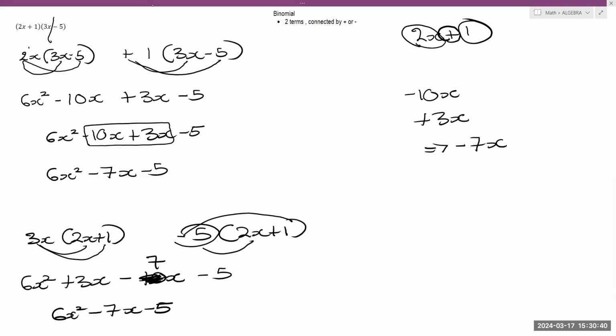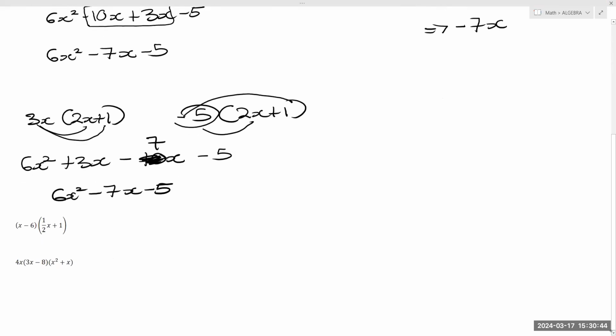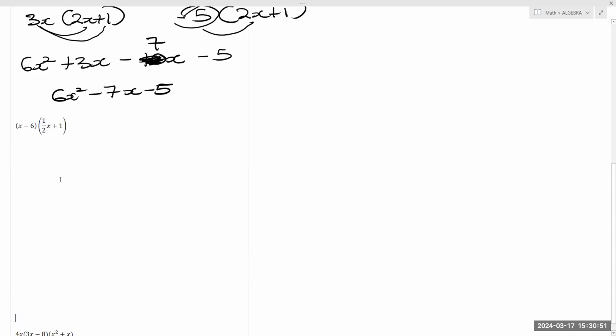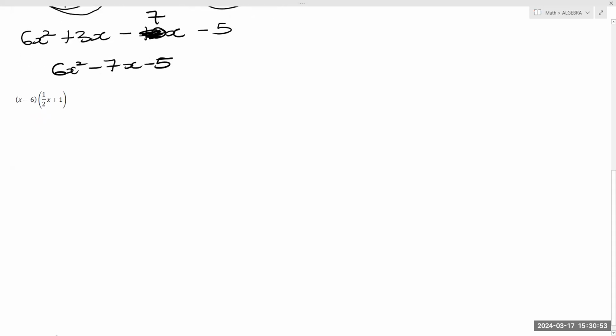Now, for the other method, I'll use it to answer the second question. Now here you can see we have a fraction. Okay, we have x minus 6 bracket, then half x plus 1. So what you can do is actually draw a square. Okay, just like the Punnett square in biology, in genetics, you draw a square.